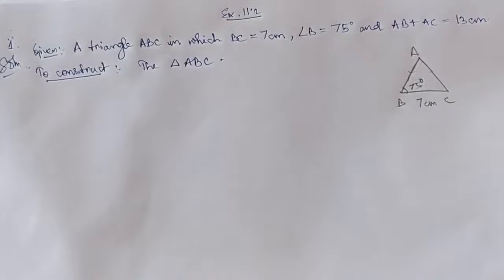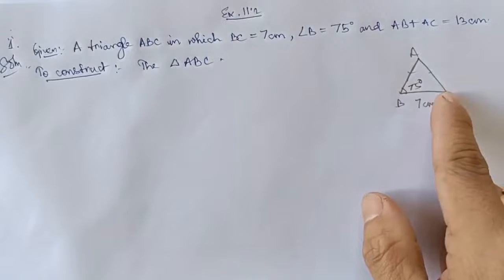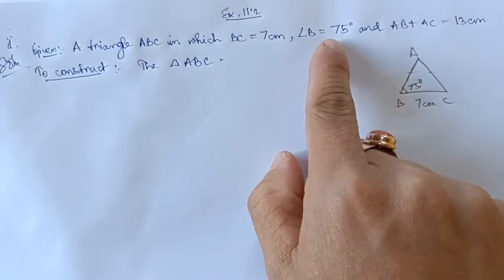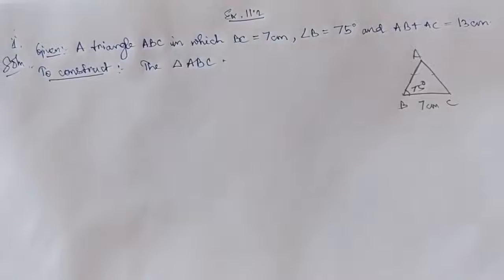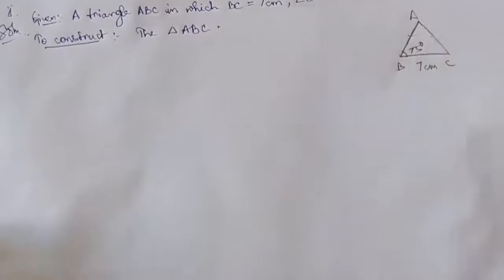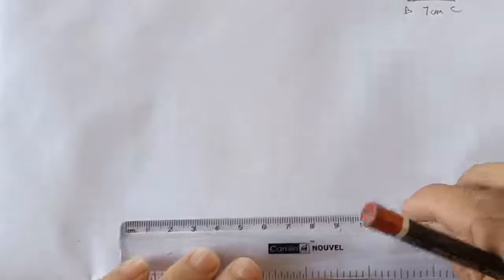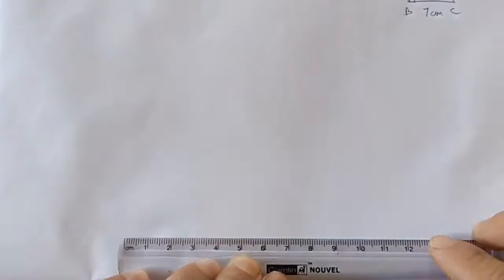So in this type of question, you are given the length of the base of the triangle, the measure of one of the angles at the base, and the sum of the remaining two sides of the triangle. So to draw such a triangle, let us first draw the base BC measuring 7 cm.